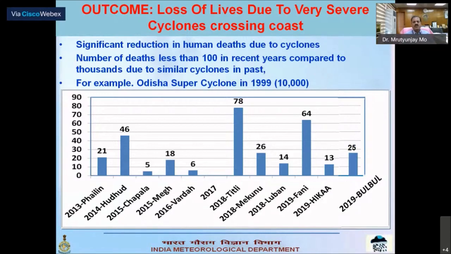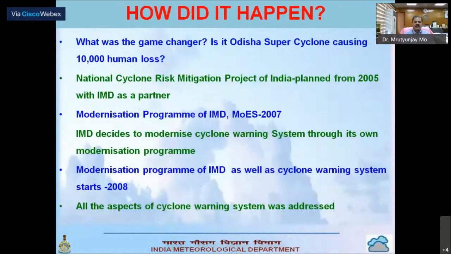At the same time, if you compare the Odisha super cyclone in 1999, there were about 10,000 deaths. So this has been the achievement in recent years in terms of minimizing the loss of lives due to cyclones. It has been possible because of many initiatives taken by the Government of India and the states. It has been an integrated effort by enhancing the technology, by enhancing the preparedness and planning measures, and by enhancing the response mechanism of people, disaster managers, and various stakeholders.